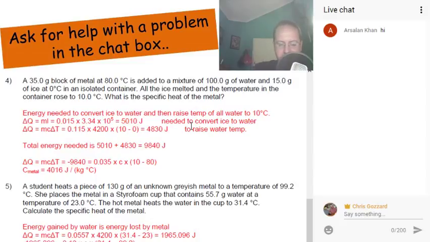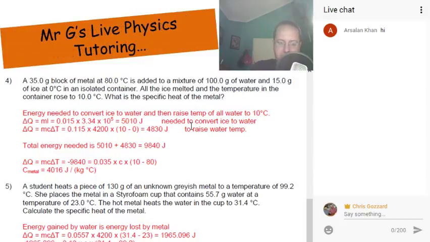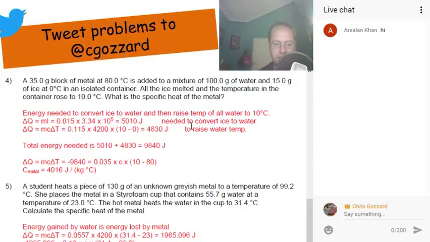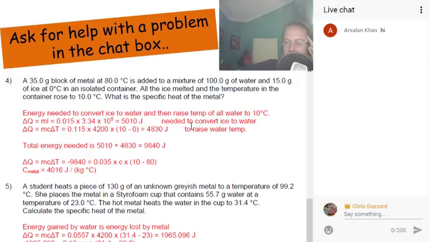Okay, let me just go over question number 4. A 35 gram block of a metal at 80 degrees is added to a mixture of 100 grams of water and 15 grams of ice at 0 degrees in an isolated container. All of the ice melts and the temperature in the container rose to 10 degrees. So what is the specific heat capacity of the metal?